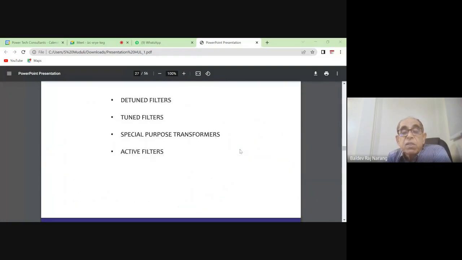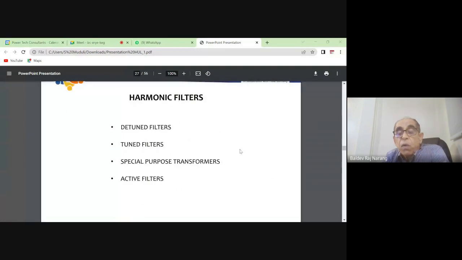And active, just go back to the last slide. What we do in passive is we provide an alternative path for the harmonics to be absorbed by the reactor capacitor combination. And that is how we mitigate. But in active, we have a different phenomenon. We inject current which is 180 degrees out of phase with the harmonic current.